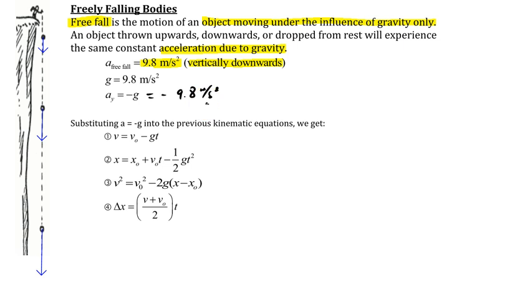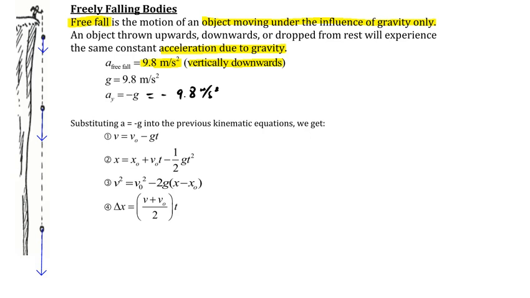For example, on the Moon, the acceleration due to gravity is 1.62 meters per second squared. It's about 1/6 of the Earth's gravity. Whereas on the surface of the Sun, the acceleration due to gravity is like 274 meters per second squared.